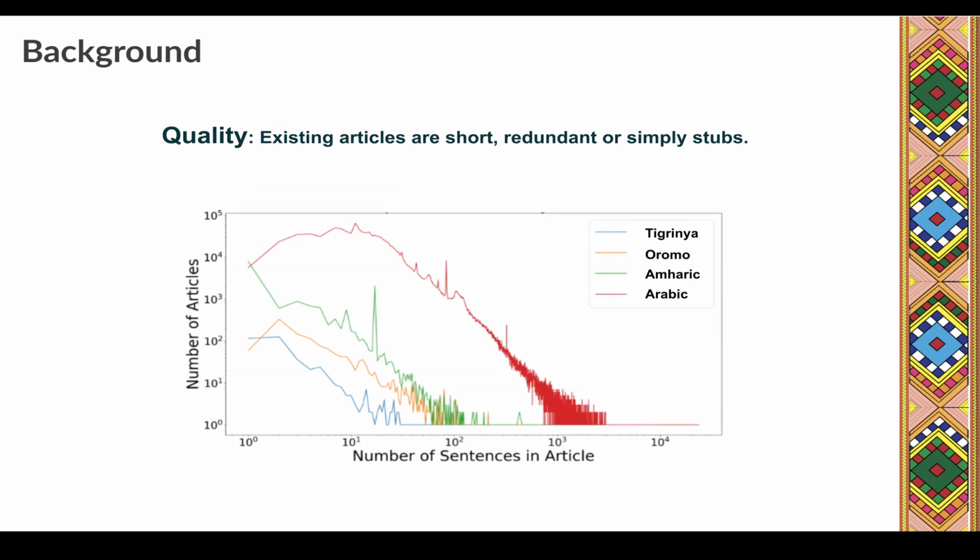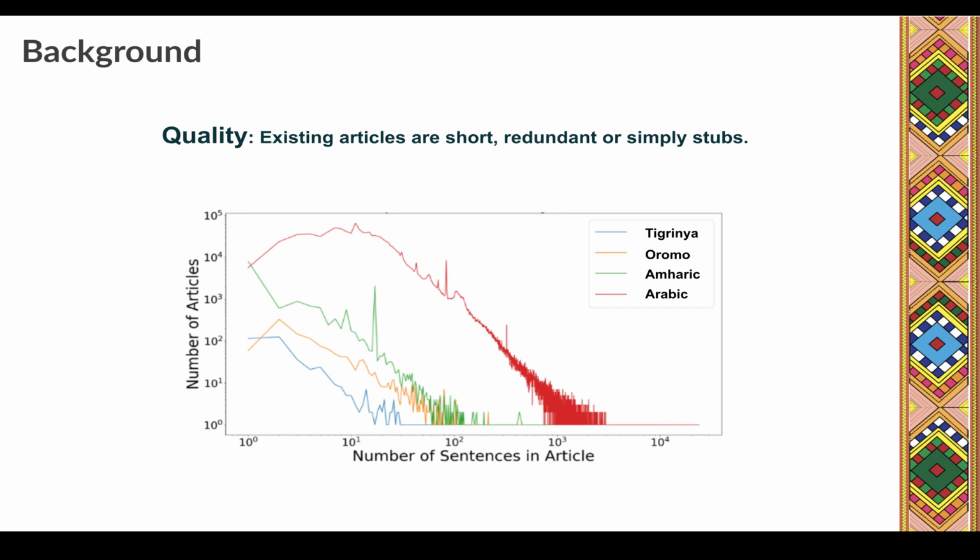Zooming out, we see that most articles in low-resource languages have just one sentence, indicated by the peak in their respective graphs. For comparison, we observe Arabic has a peak at around 10 sentences. We also observe that for low-resource languages, maximum number of sentences per article is in the tens or hundreds, while for Arabic, it's in the thousands and 10,000s.